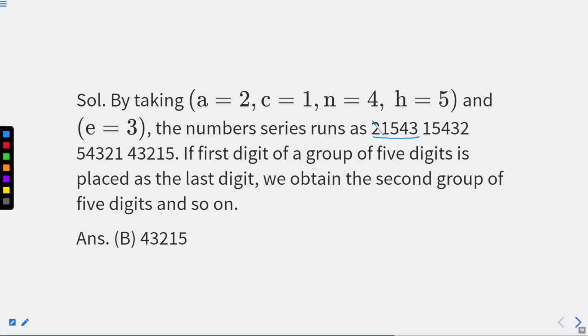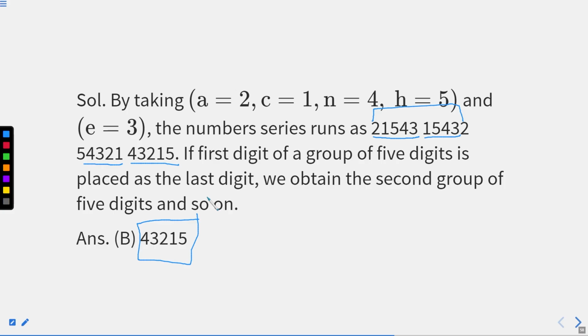Remember the previous question. 2 will move to the last, rest everything will be same. Then 1 will move to the last, rest everything will be same. Then 5 will move to the last, everything will be same. In the similar manner, we are able to find the solution. So our answer is going to be 4, 3, 2, 1, 5, as we have shifted 2, then 1, then 5. In this manner, we are able to get the answer. What exactly we are doing, you all know.